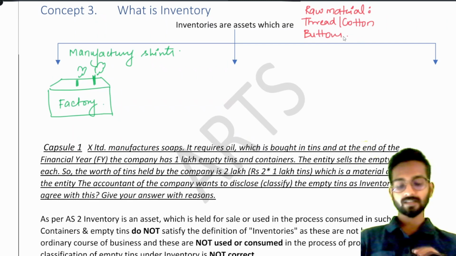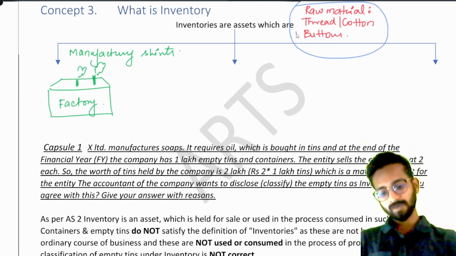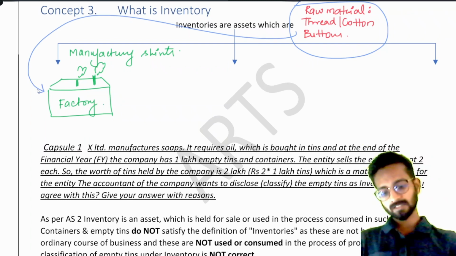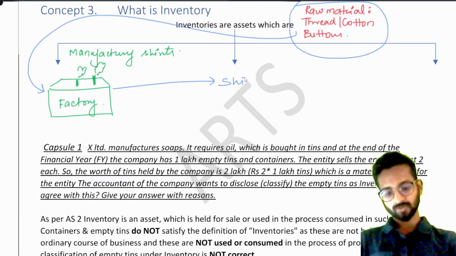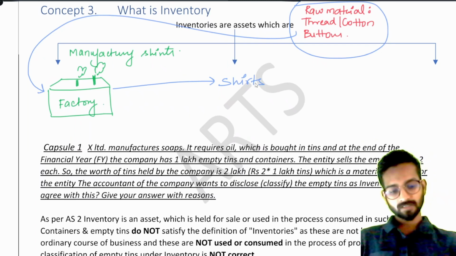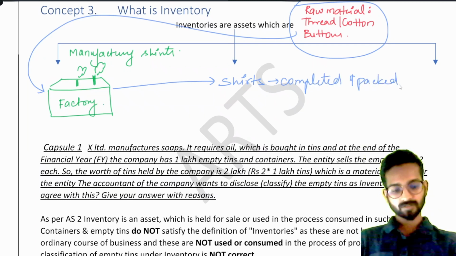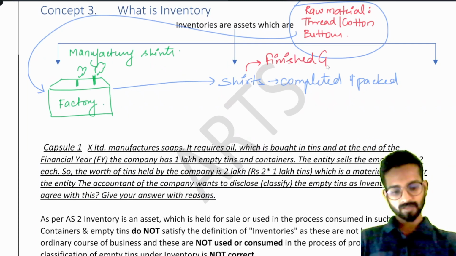Very good. After that, sir, we will put that into production. Okay, so I can say that this raw material will be transferred to the factory. Yes. Now, from the factory, what will we get? Sir, we will get shirts. Okay. So we are getting shirts. Shirts is our final product. So, can I say when this shirt is completed and finally packed into a box, then this is nothing but my finished goods? Yes sir, you can say that it is my finished goods.